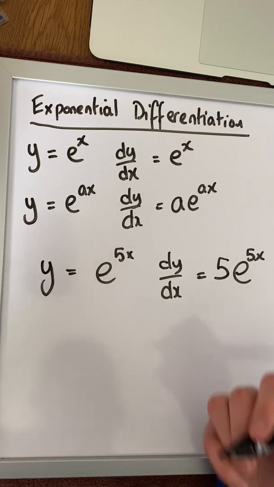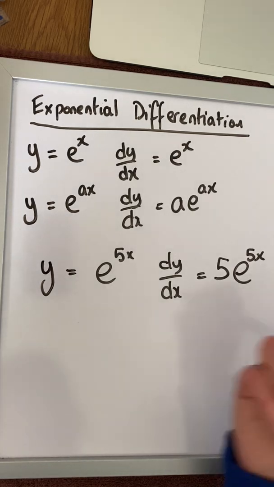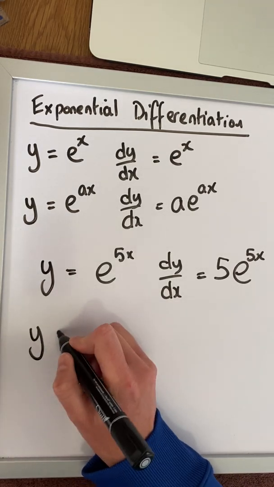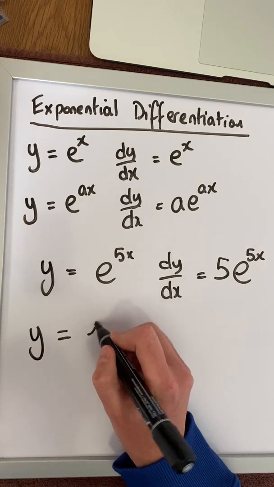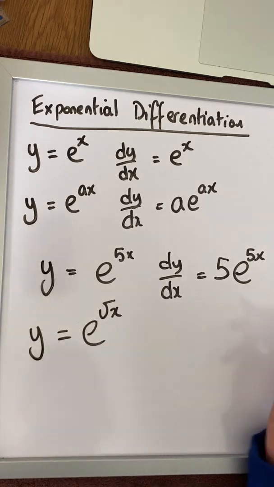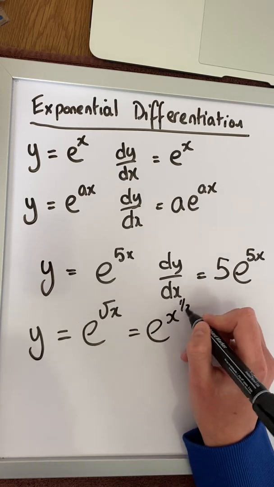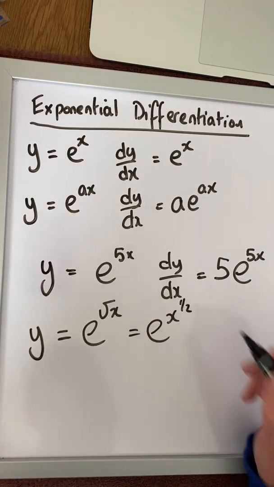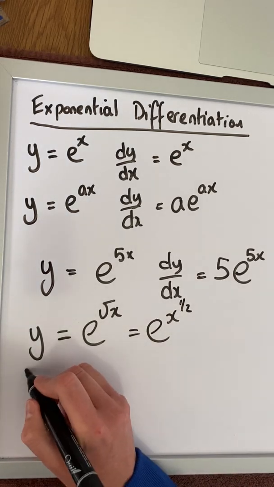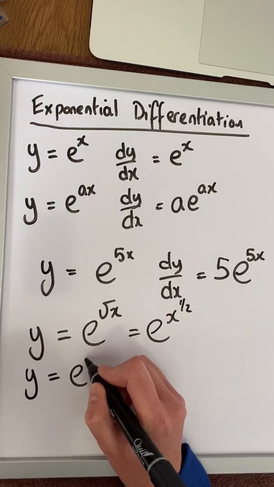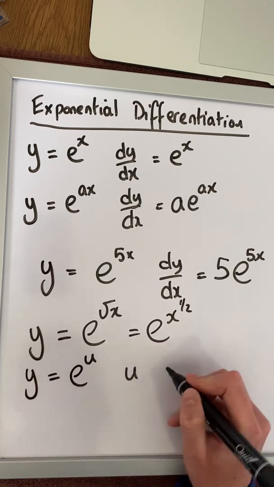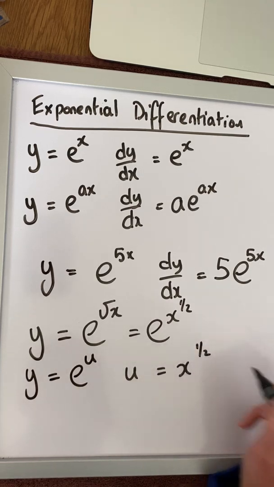We look at more complicated scenarios where we have to use maybe the chain rule. So for example, if we have y is equal to e to the power of root x, we know that that can be written as e to the power of x to the power of a half. For the purposes of this one, I'm going to use my chain rule and replace that with an e to the power of u, where u is equal to x to the power of a half.